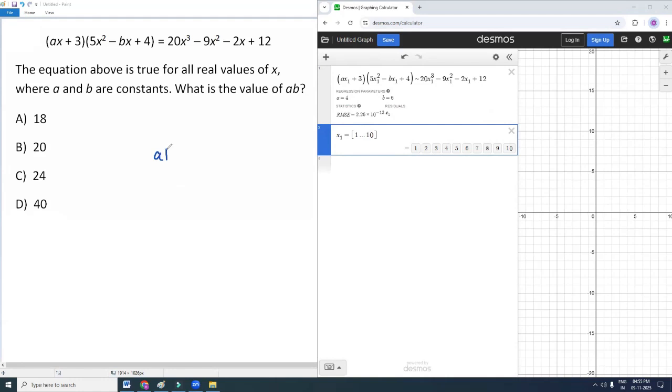Okay, now let's get the product of a and b, that is a times b equals 4 times 6. 4 times 6 is 24. Here I got the value of a times b, that is 24. We find 24 in answer choice C. The correct answer choice for this question is C. Okay, let's look at the next question.